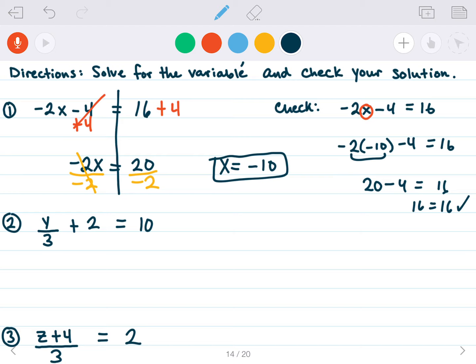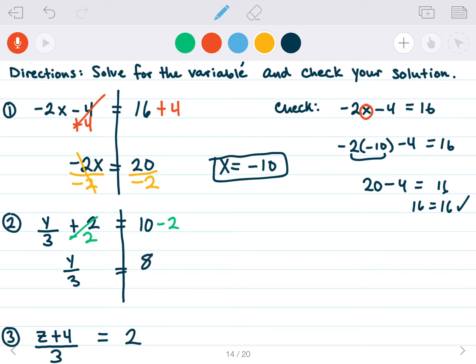Okay, looking at number 2. So drawing the line through the equal sign, I have 2 operations happening on the left side with the y. I have division by 3 and I have addition by 2. So which one is further from the variable? Addition by 2 is further. So I'm going to go ahead and subtract 2 from both sides to undo the addition by 2. Rewriting, I get y divided by 3 equals 10 minus 2 is 8.